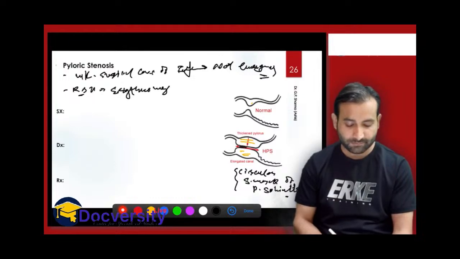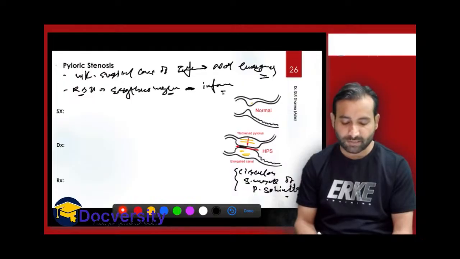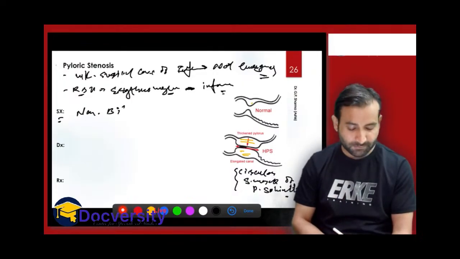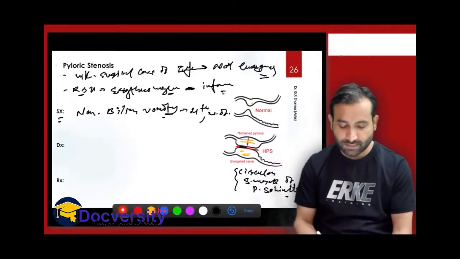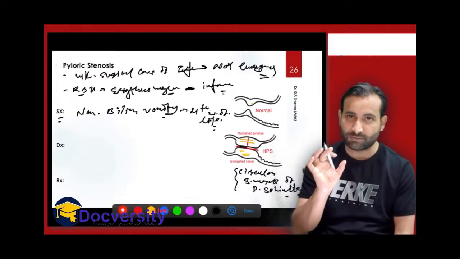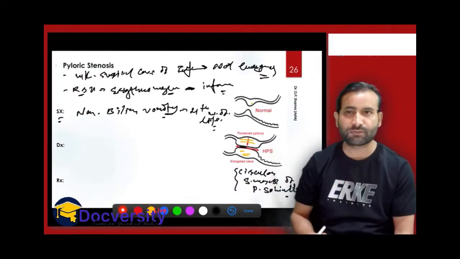The erythromycin, the antibiotic given in the infancy. If we give this in the infancy, that produces this one. And what are the symptoms? Symptoms is, remember, non-bilious vomiting, right? And this usually occurs at the 4th week of life. That means after birth, the normal presentation time is which week?